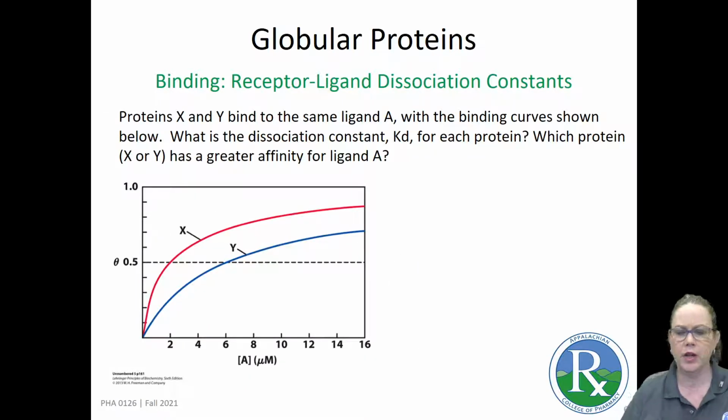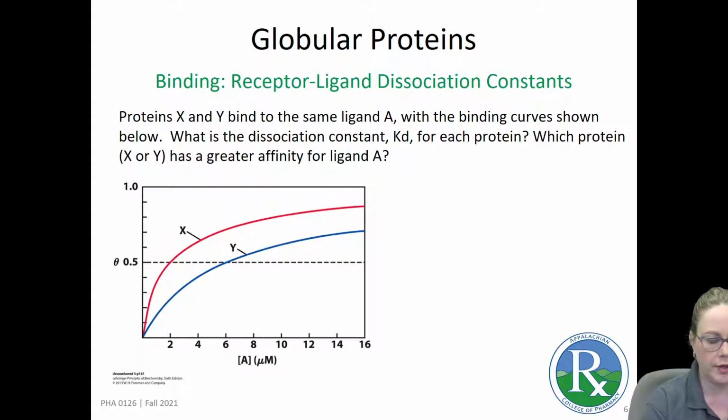All right, we can do a couple more here. Now we're looking at the binding of ligand A. We have one ligand and it's binding to 2 different proteins, X and Y. In the first part of this example, we want to determine the dissociation constant, or KD, for each protein.